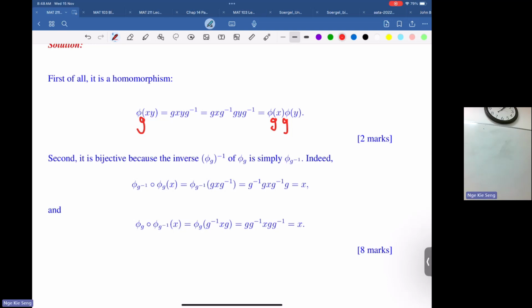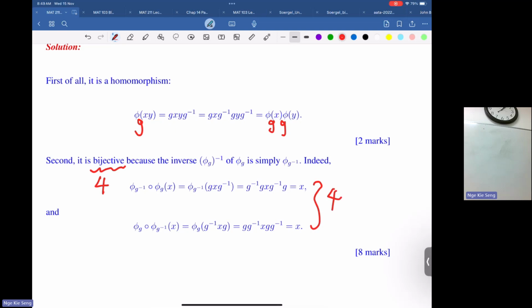I think if you mention that you want to show bijective, I will give you 4 marks. Just check if you got the marks. If not, you can claim. If you just mention you want to prove bijective, I will give you 4 marks. And then to show them, I give you another 4 marks.